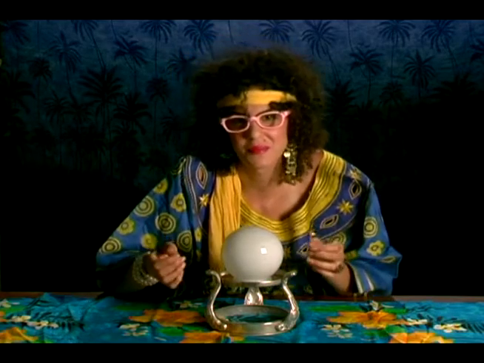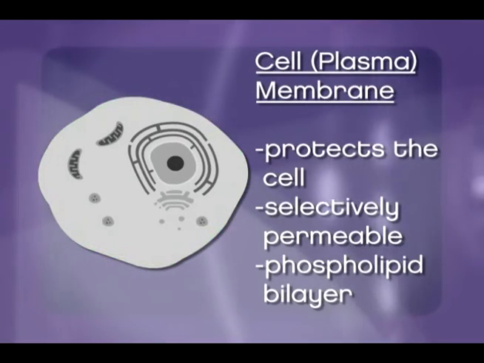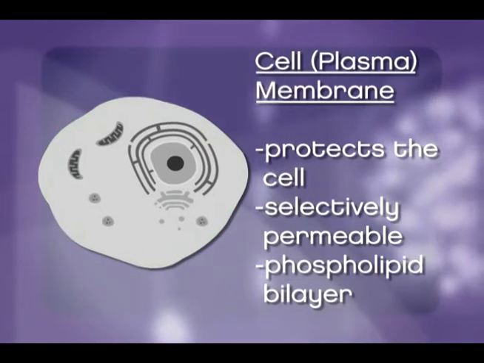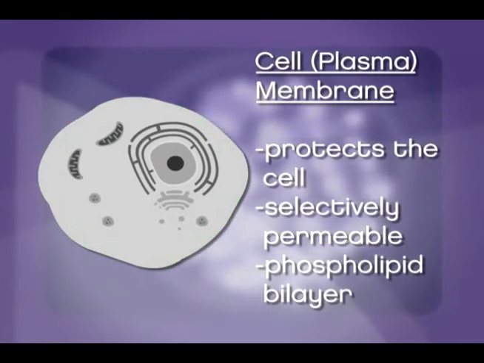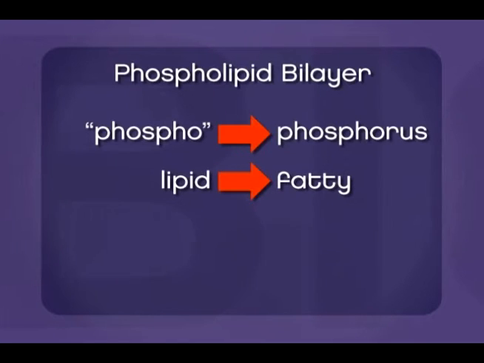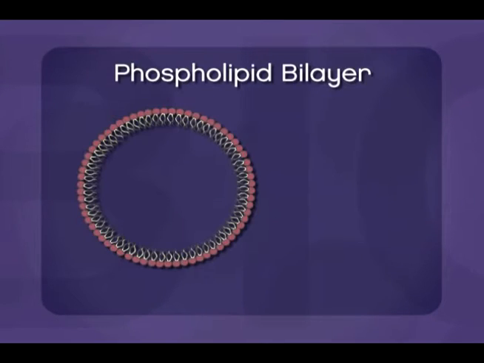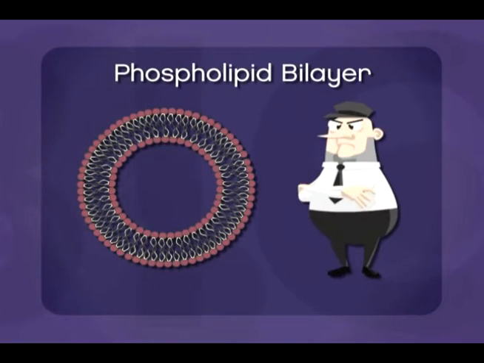Think about it. Here's the cell membrane, or plasma membrane, which protects the cell. The cell membrane is selectively permeable, meaning it selects substances that can pass across it. The cell membrane is made up of a phospholipid bilayer. Whoa, what does that mean? Let's break it on down. Phospho stands for phosphorus. Lipid stands for, well, lipids, or fatty. Bilayer means 2 layers. So, the phospholipid bilayer is made of 2 layers of molecules, phosphorus and fatty lipids. This bilayer is like the security guard of the cell. It decides who gets in and who gets out.